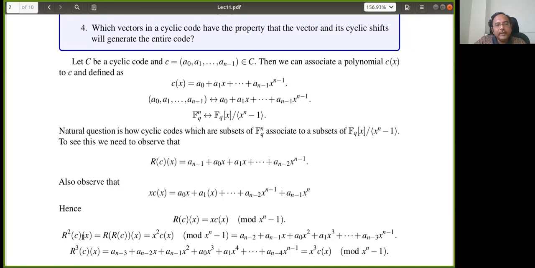So what is R square C of x? That is R of R of C, the right shift of C, right? What is the right shift of a0, a1 up to an minus 1? That is an minus 1, a0, a1 up to that. What is the right shift of that? Pragati, can you tell me what is R square of C? Sir, an minus 2, an minus 1, a0, a1 up to an minus 3. How is it related to a polynomial? Associate to polynomial.